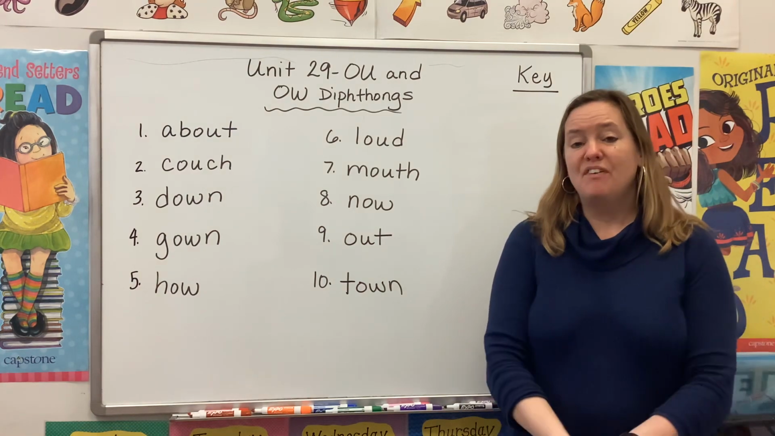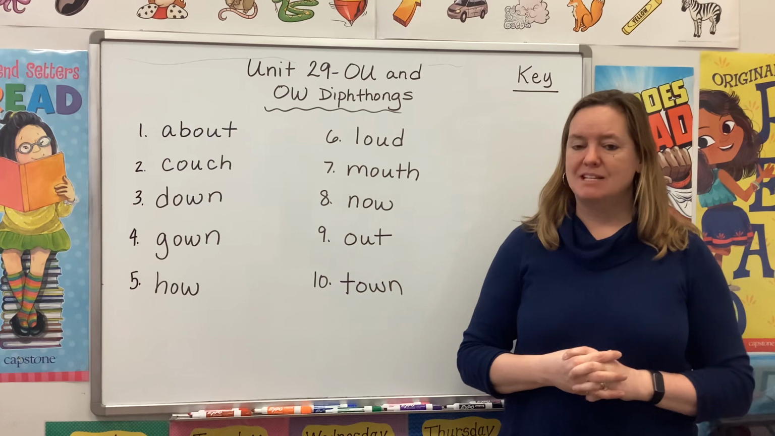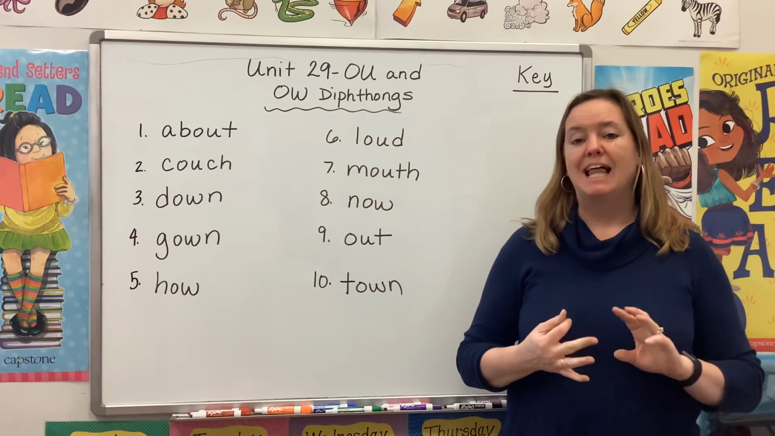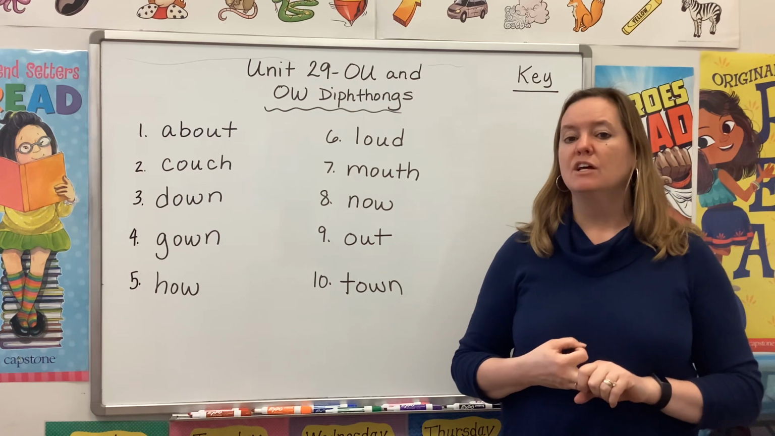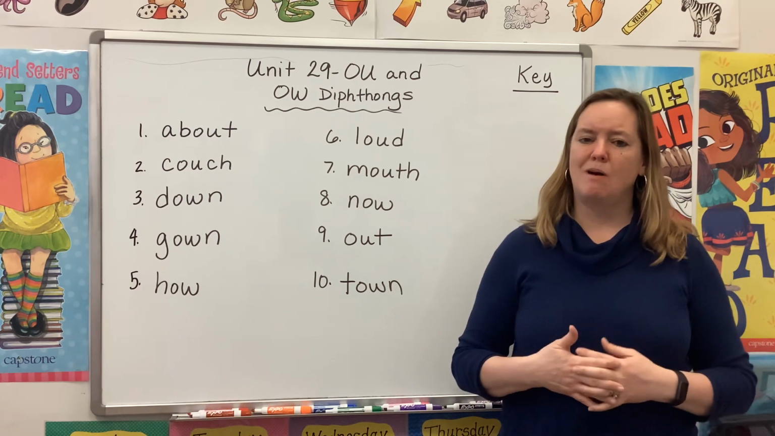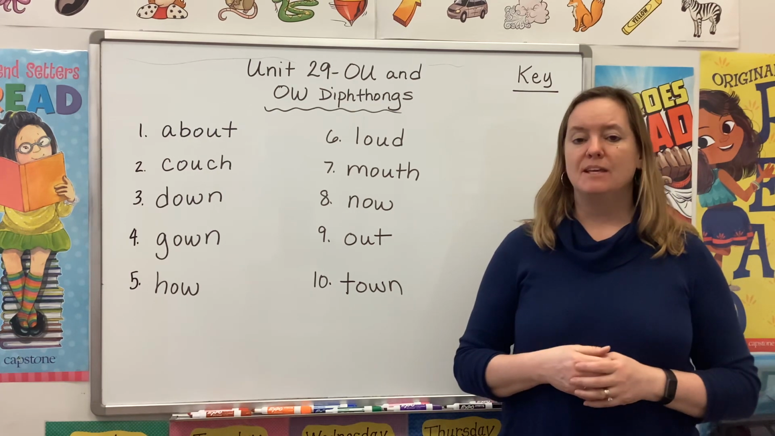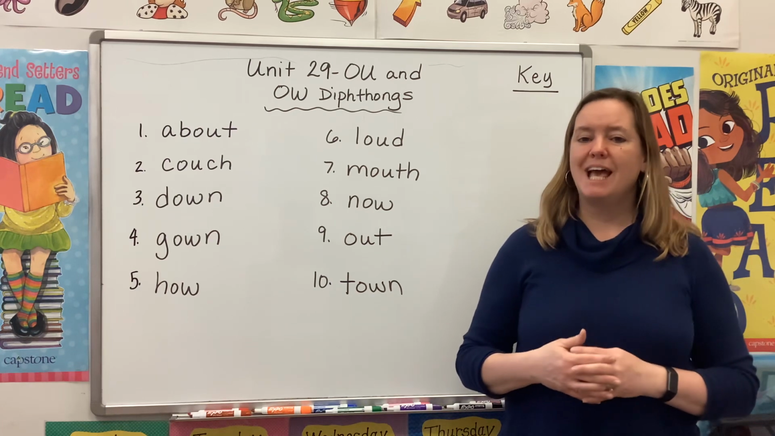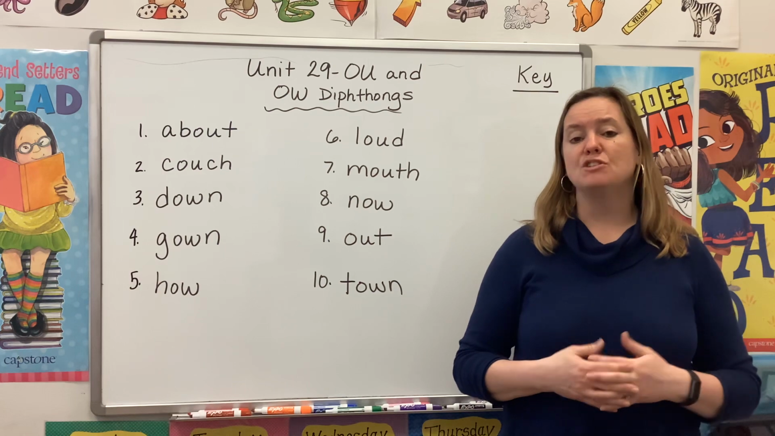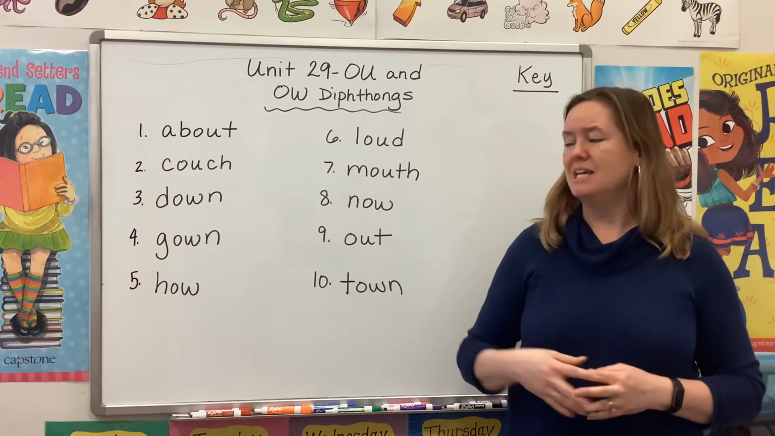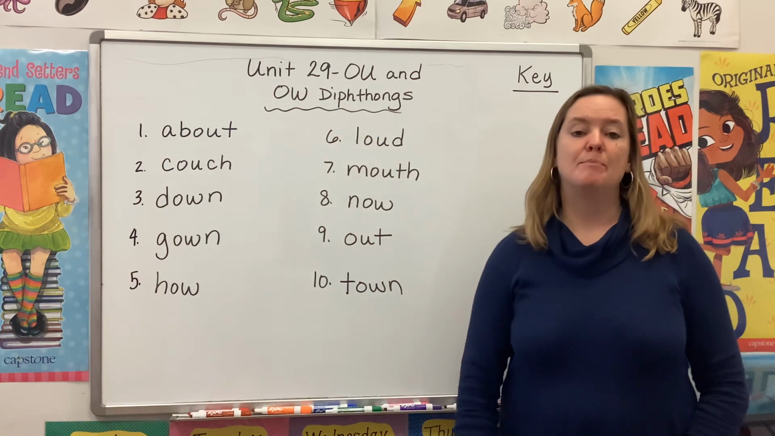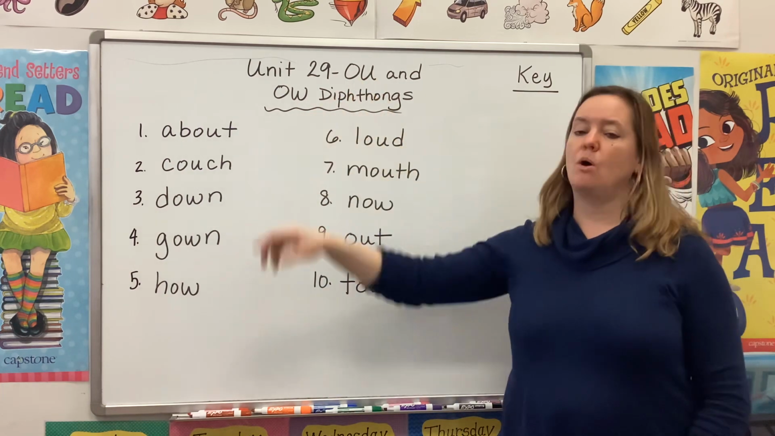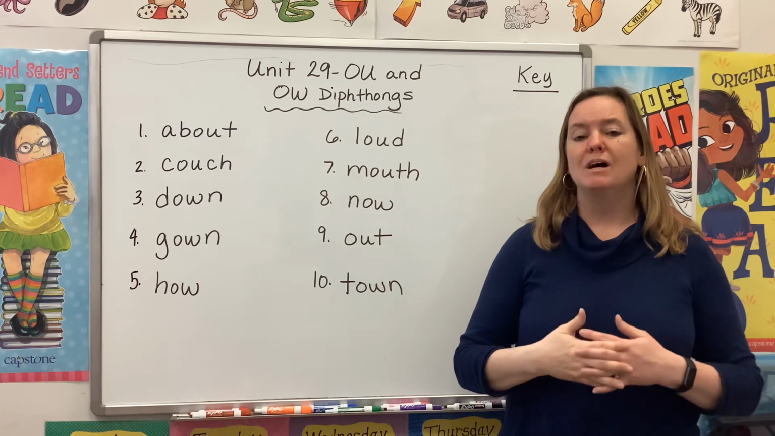All right, so far this year, we have spent a lot of time talking about short vowels and long vowels. Last week, we moved on to the schwa. The schwa is that sound that you hear in words like push and pull. Well, this week and next week, we are moving on to another kind of vowel sound, and that is a diphthong. Both of our letter combinations this week, OU and OW, make an ow sound.